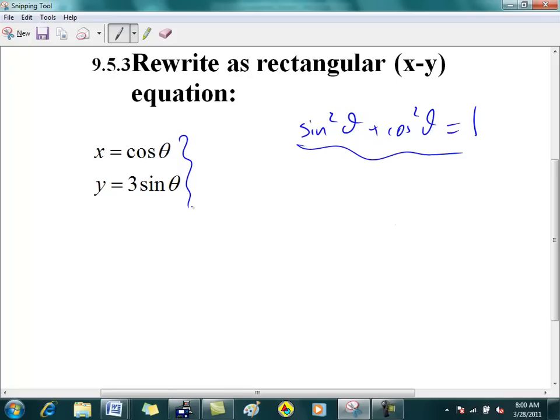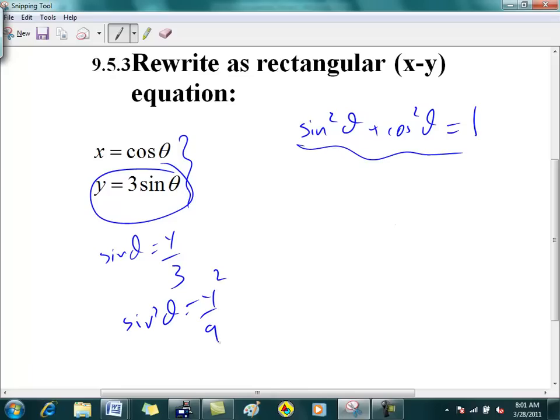Okay, let me help you out here. What's sine theta equal to in here, from that second equation? Y over 3. Why are we doing this? You'll see in a minute why. Everybody gets sine theta equals y over 3. If you square this guy, you get y squared over 9.